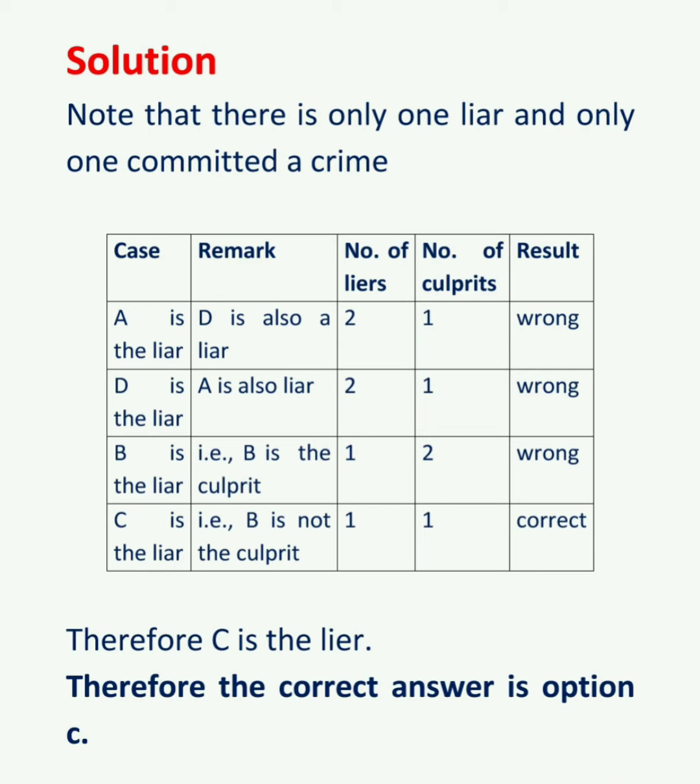Already A said I did it. A is not a liar. Therefore, the number of culprits becomes 2. This is also wrong. Therefore, A, D and B are wrong. So C is the correct answer. So we will check the case C.